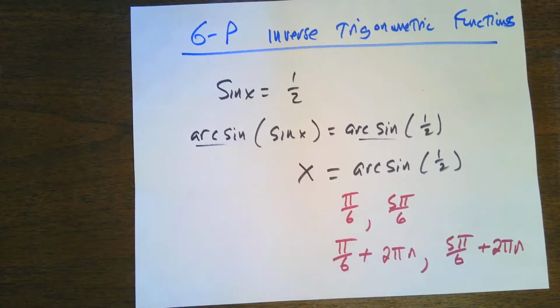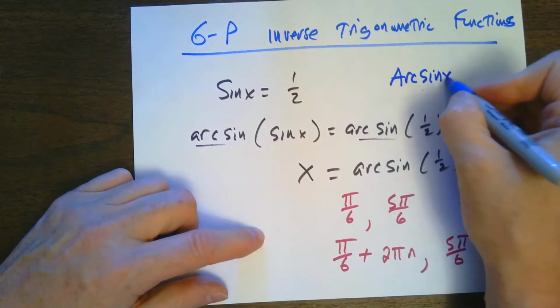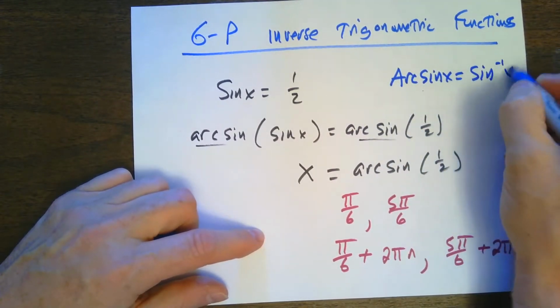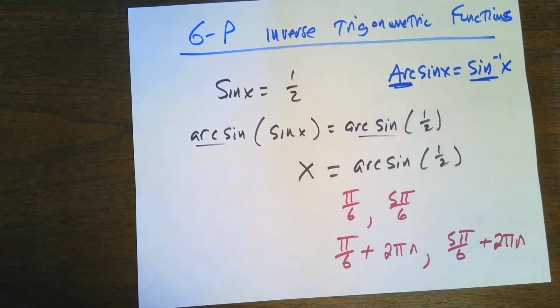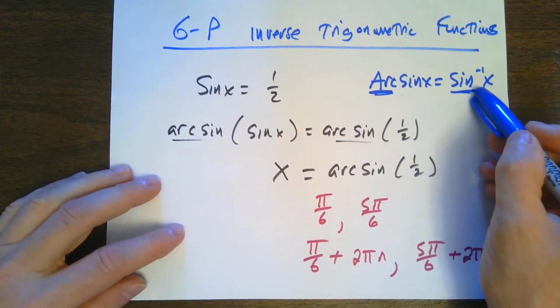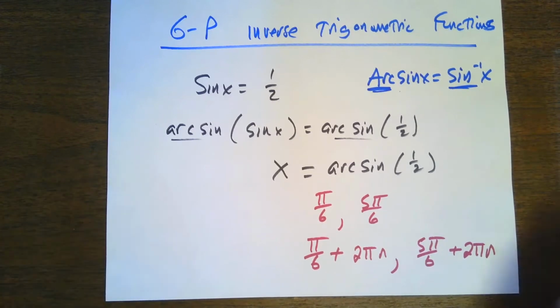Now, arc sine can also be written a couple of different ways. Let me see, I'm looking for a pen here. There's a blue pen. I can write arc sine of x as the sine to the negative 1 of x. So this is inverse. Whenever you see arc or inverse sine, be careful. Sine to the negative 1 of x does not mean 1 over sine of x. Okay, so be careful with that.